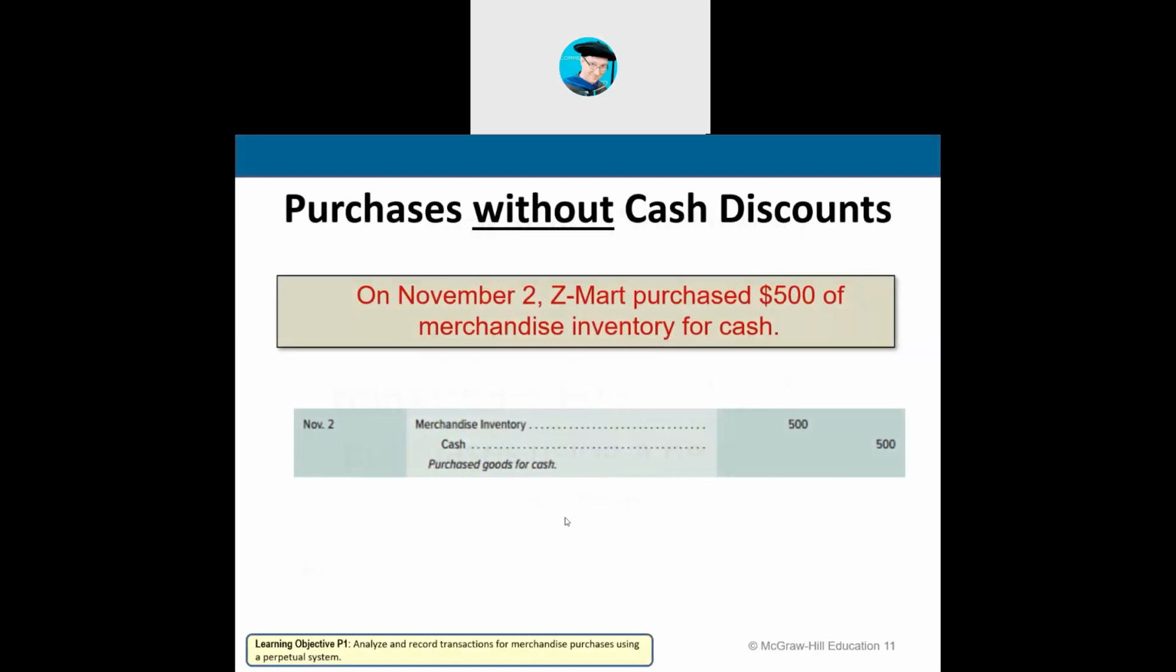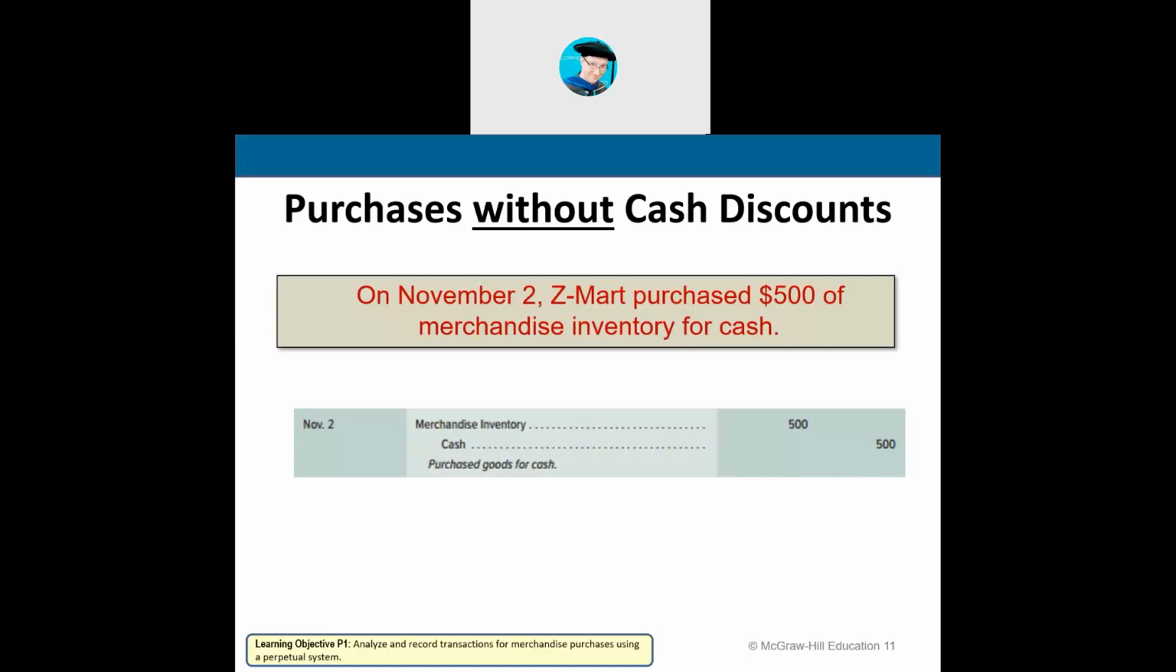So let's do a couple of journal entries. I know you guys love these, right? So November 2nd, Z-Mart. Let's say it's obviously not Kmart because they're not around anymore. So let's call it Z-Mart. Z-Mart purchased $500 worth of inventory for cash from their vendor.